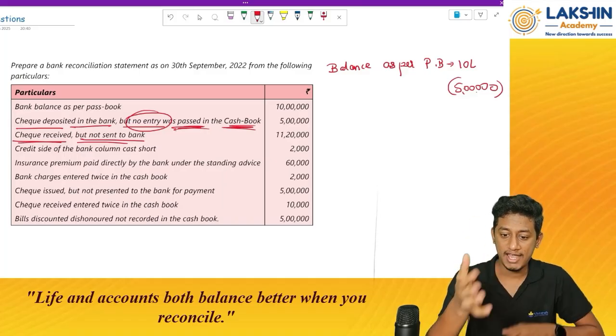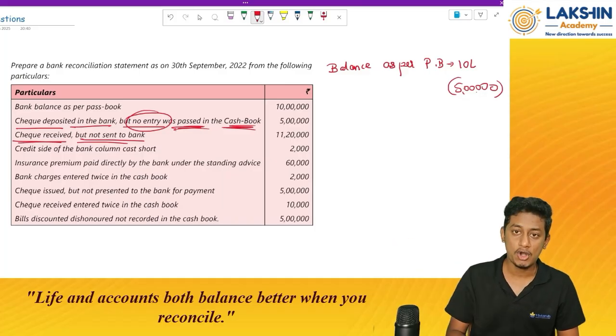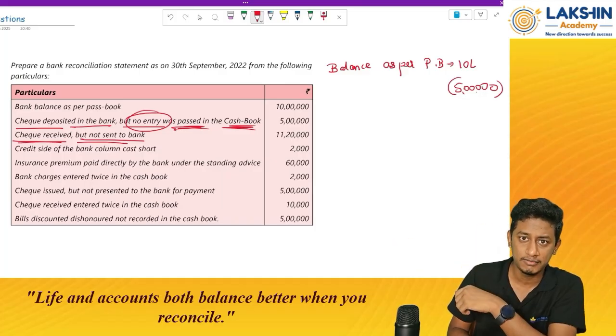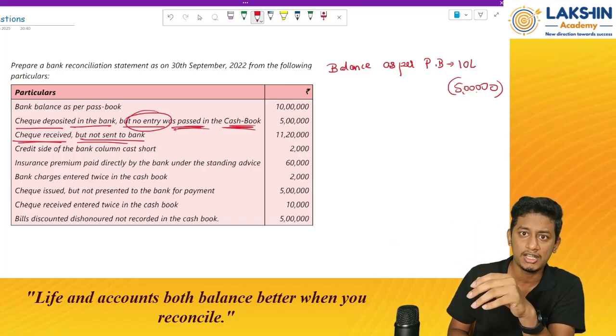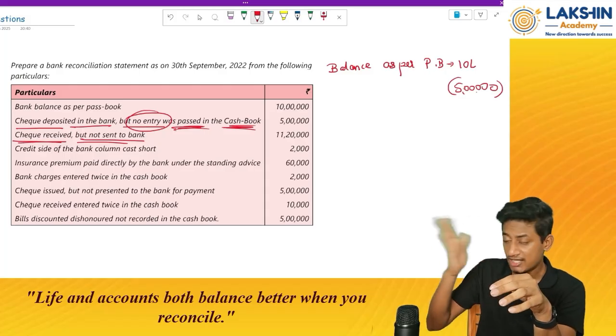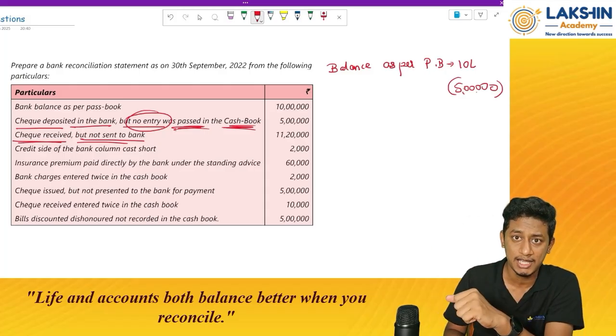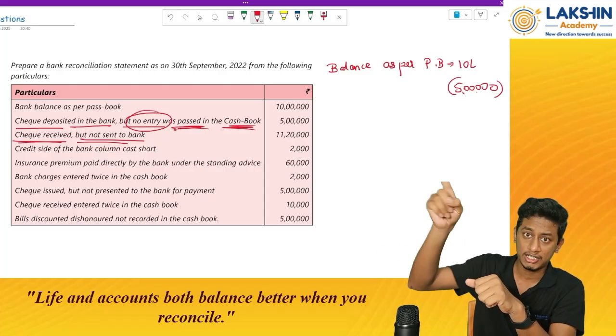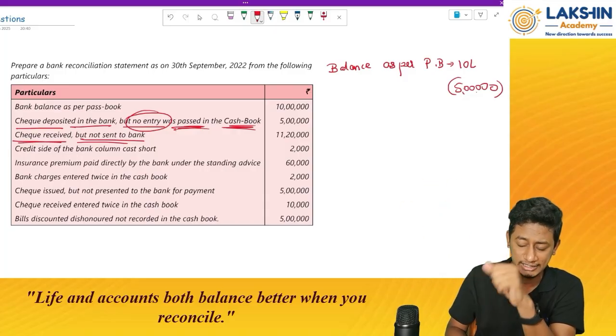But now tell me, if I have the check in my hand and I'm not giving it to the bank, will the bank balance increase over there? No, sir. Bank balance will not increase because the check is in my hand. How will the bank come to know that I have a check in my hand? I should give the check to the bank. It should give it to the customer's bank and then get it cleared, right?